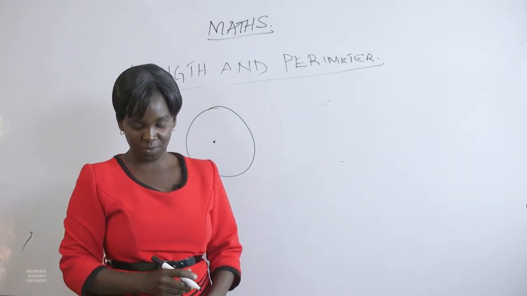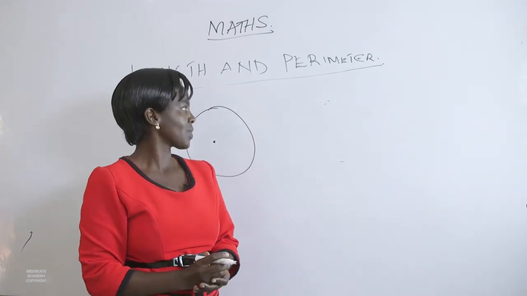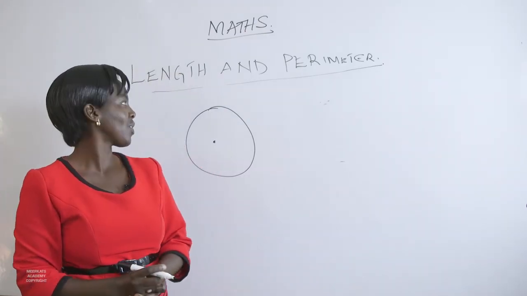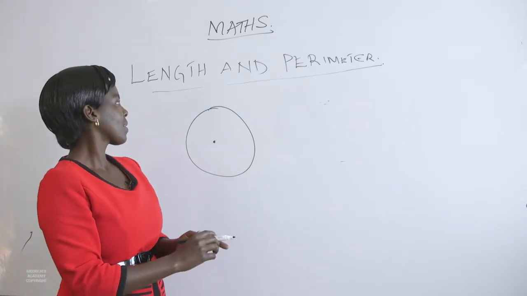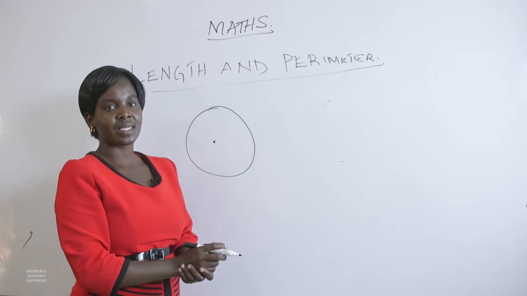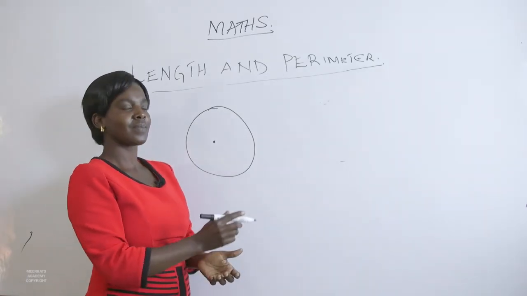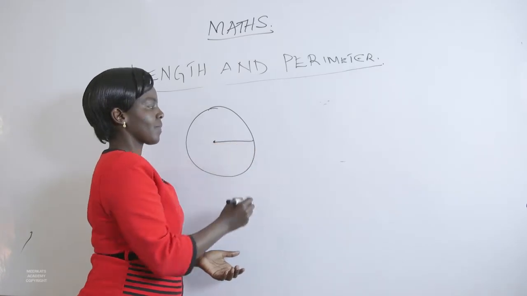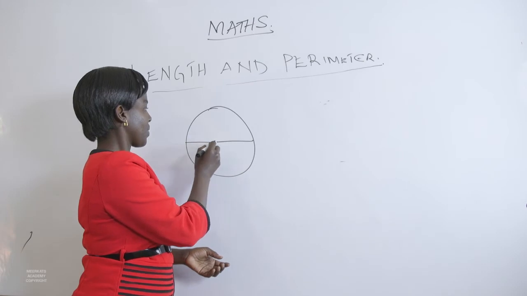The other shape that we have not looked at is the circle, and that's what we want to see: how to find the perimeter of a circle. A circle is a round object or a round figure which has a radius or a diameter.